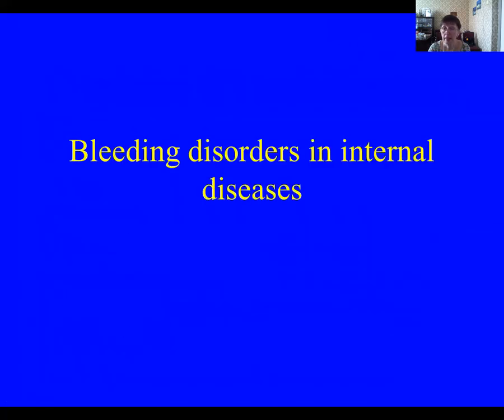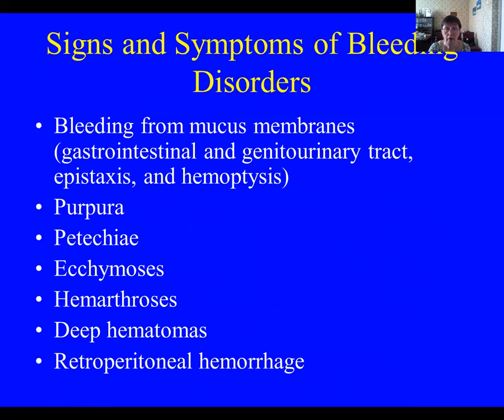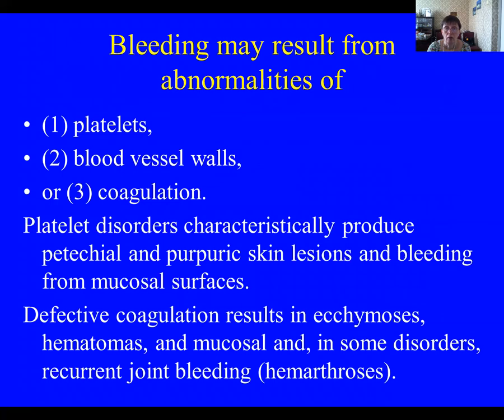And the last part of our lecture is devoted to the bleeding disorders in internal diseases. So there are 3 main groups. Bleeding disorders may result from abnormalities of platelets, abnormalities of the blood vessel walls, and abnormalities of the coagulation process.